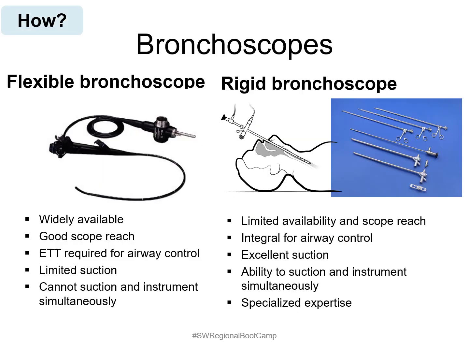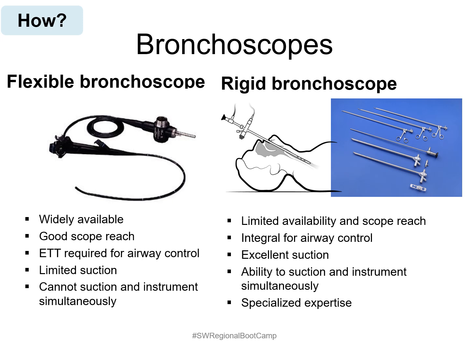There are two types of bronchoscopes, rigid bronchoscopes and flexible bronchoscopes. Flexible bronchoscopes are widely available and have good scope reach. However, an endotracheal tube is required for airway control, and flexible bronchoscopes have limited suction abilities. Another limitation is that you cannot suction and use an instrument simultaneously with a flexible bronchoscope. Rigid bronchoscopes require specialized expertise, but have the advantages of providing integrated airway control, excellent suction, and the ability to suction and use instruments simultaneously. However, availability and scope reach are two of the limitations with rigid bronchoscopes.